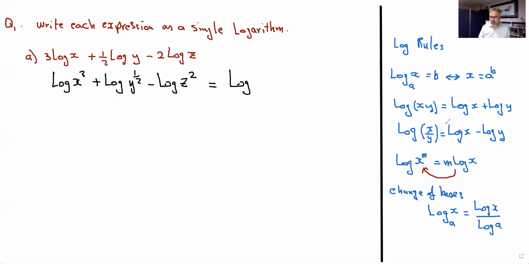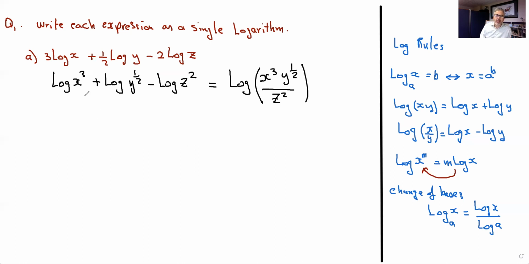And we're going to use these log rules here. If you're adding, you can change it to multiplication under 1 log. And if you have 2 logs that are subtracted, you can change them to division. And therefore, the x cubed will be there. The y to the half will also be on top because it's multiplied into the x cubed. And then the z squared, because it's minus here, goes right on the bottom. And this is the answer for your question.